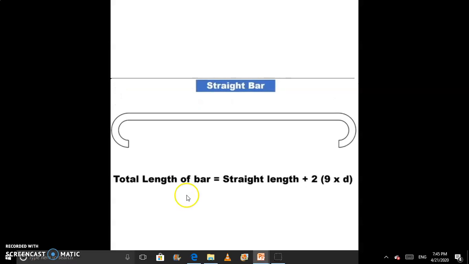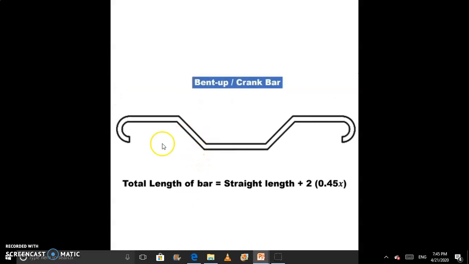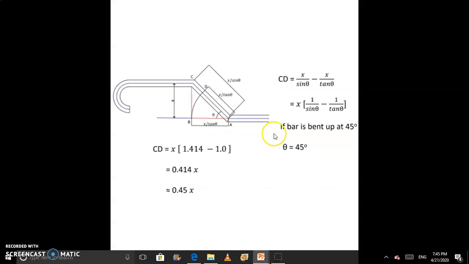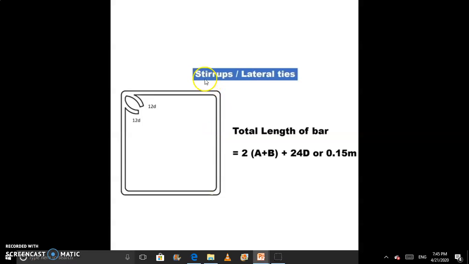So these are the bars which we have found in our beam part and slab part. With the help of this formula, we have to calculate the length of this bar. Now in our beam, we have also used the stirrup. So how do we calculate the total length of bar? We calculate with the help of this formula: 2a plus b plus 24d or 0.15 meter. Means you have to take 24d or 0.15 meter. And here given 2a plus b. A is this length, b is this length.